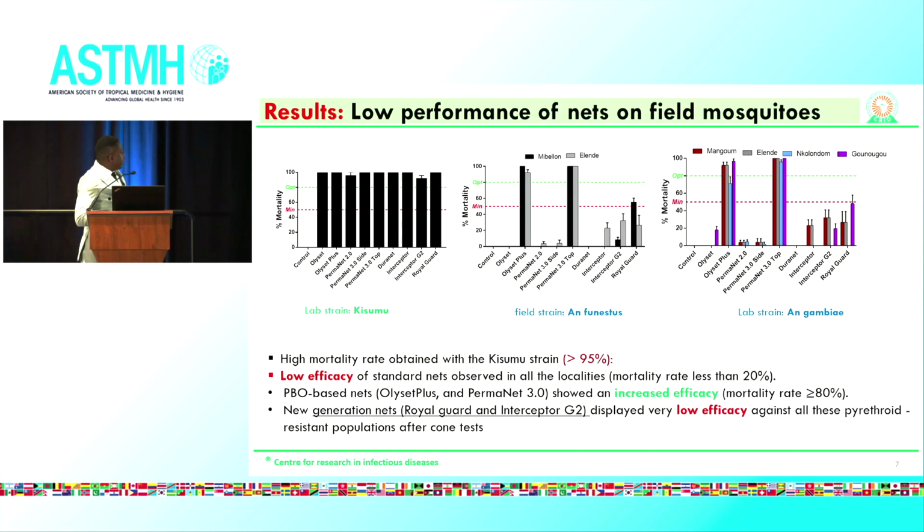Here we have the level of susceptibility to various nets. Here we have the lab strain Kisumu, where all the nets show very good, optimal efficacy. But when you move to the field strains, both Anopheles coluzzii and Anopheles gambiae in cone assays, you notice that the mortality was very low for standard nets and even the next generation nets. Only PBO nets show a very good efficacy in both cases.